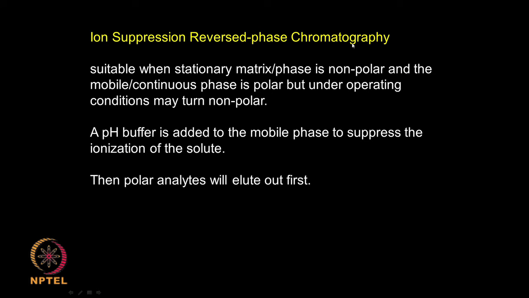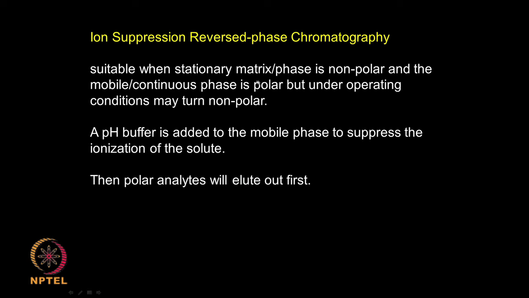Ion suppression in reverse phase chromatography. I did mention this yesterday. If a protein gets ionized, it will appear more polar. So, it may not work well in a reverse phase, because the reverse phase column is hydrophobic. So, what do we do? We need to add some chemical, a pH modifier, so that it does not get ionized. That is why it is called ion suppression.